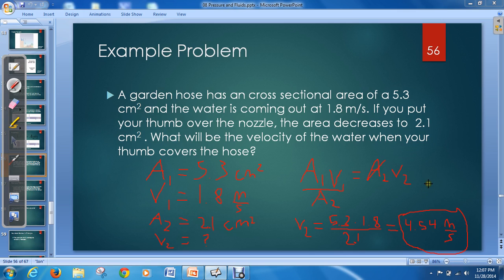Okay, so again, we can actually calculate how fast that water has to be moving in order to conserve the fluid flow rate. Okay, so pretty cool. All right, and so again, you're just manipulating this A1 times V1 equals A2 times V2 equation.